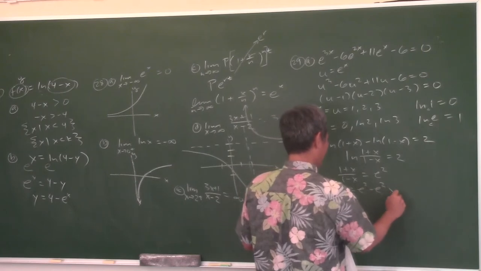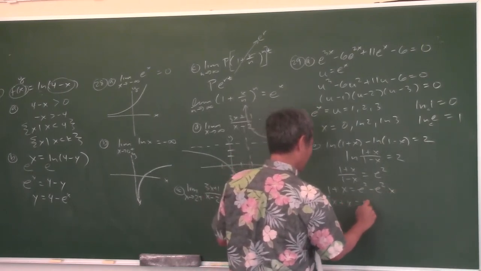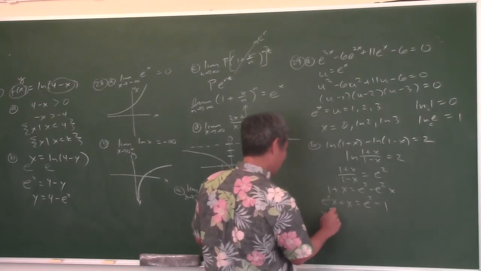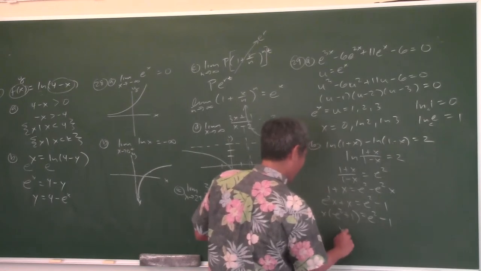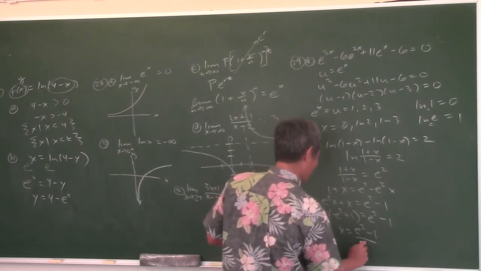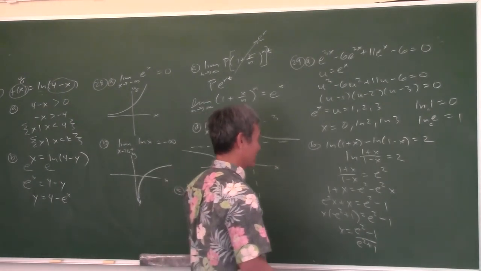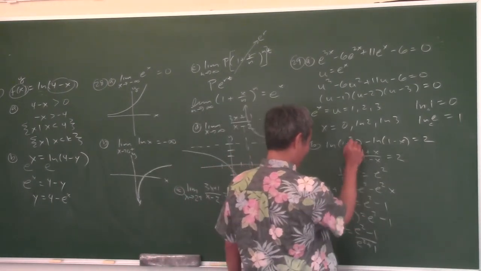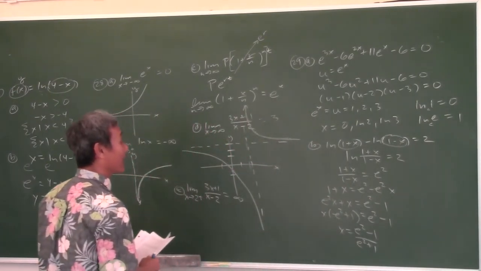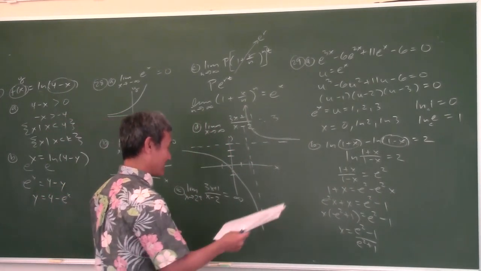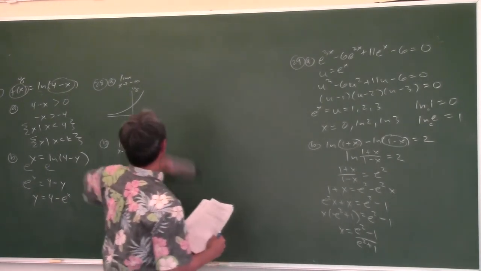Put all the x's on one side and everything else on the other, factor out the x. And so therefore x equals e squared minus 1 over e squared plus 1. And since we have a logarithmic equation, you got to make sure that when you plug in the number, both arguments are positive. And are they? Yeah, so that's your answer. Otherwise, there would be no solution.